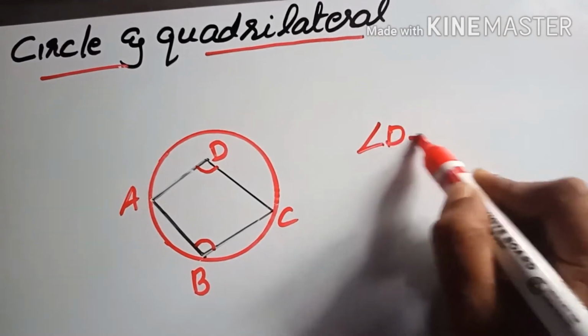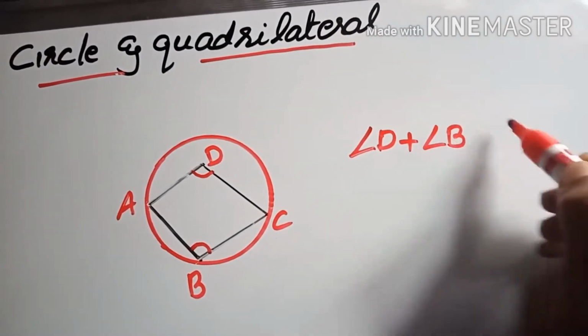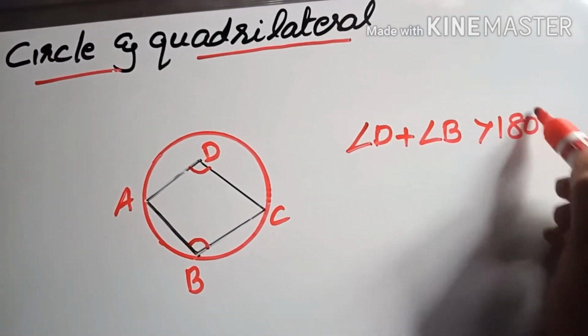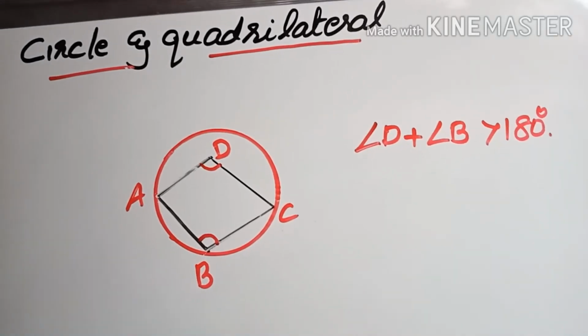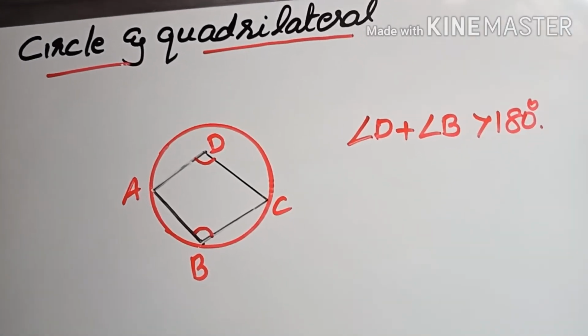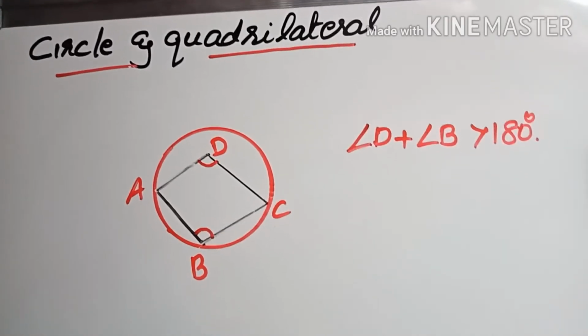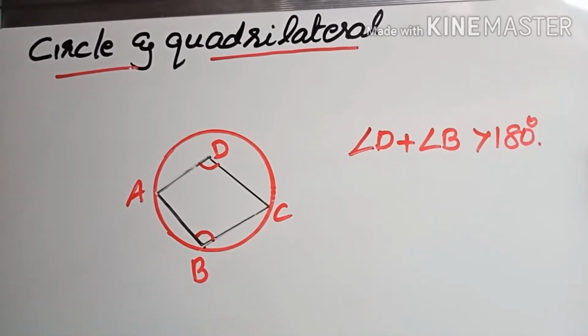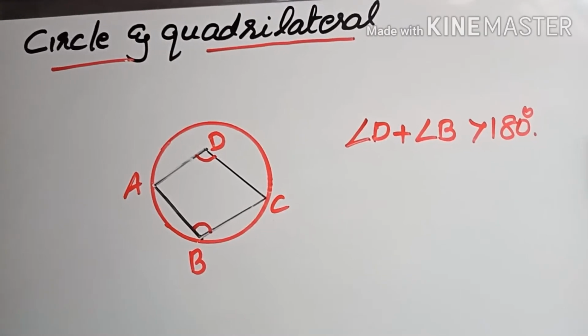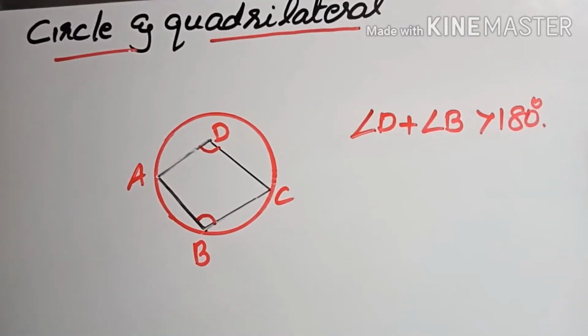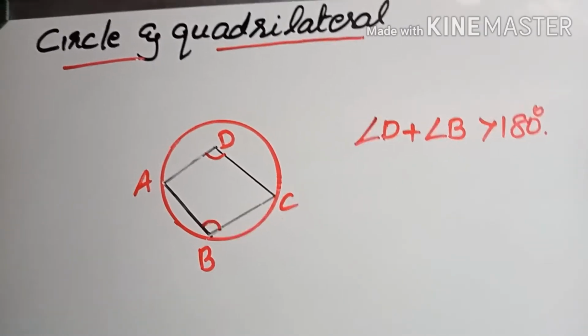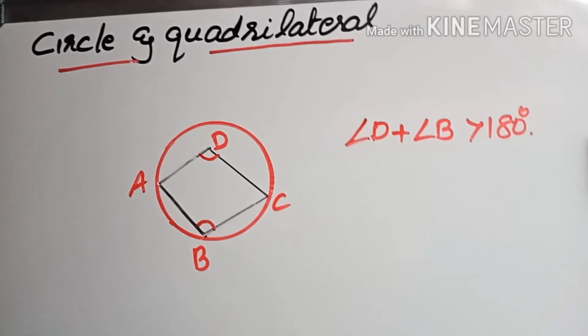Angle D plus angle B greater than 180 degrees. Okay, so this is the third concept. Using these three concepts we have to solve the problems, and proof type questions are also there, so theorem type questions. So learn these three concepts properly.